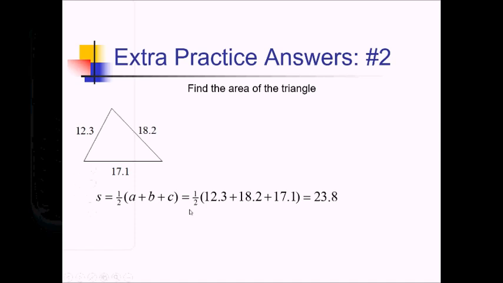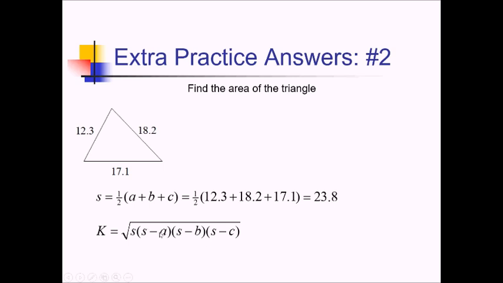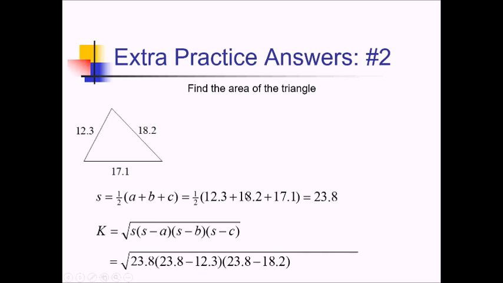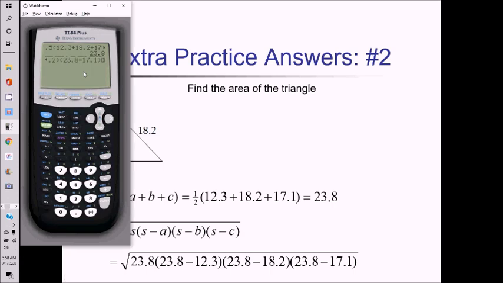So now using my K formula for the square root with the semi-perimeter in it, here's all of that. We've got the square root of our semi-perimeter, 23.8, and then we have to subtract the sides from that 3 times. So we've got 23.8 minus 12.3, 23.8 minus 18.2, and 23.8 minus 17.1. Let's plug all that in the calculator now. This is definitely one where I plug it all in and let the calculator work its magic. Pressing enter on all that, we get 101.3.